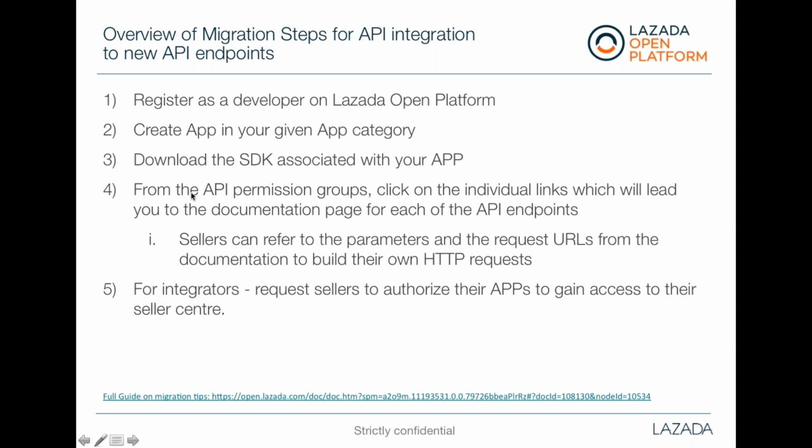And also, the next step is to request an API permission group for your application on the app management page. And after that, for integrators, as you are sellers, you will need to configure the seller whitelist, because this feature is enabled to protect sellers' data, which means only the specified sellers will be able to authorize the application to access the API, access the seller's data. So this is basically the major migration steps.